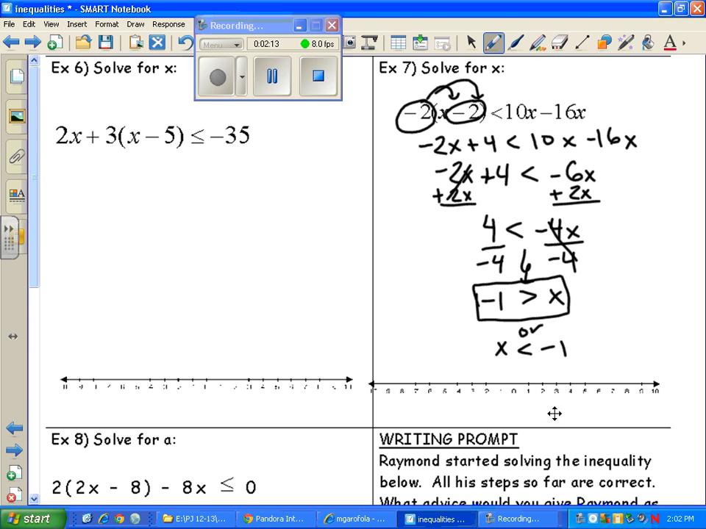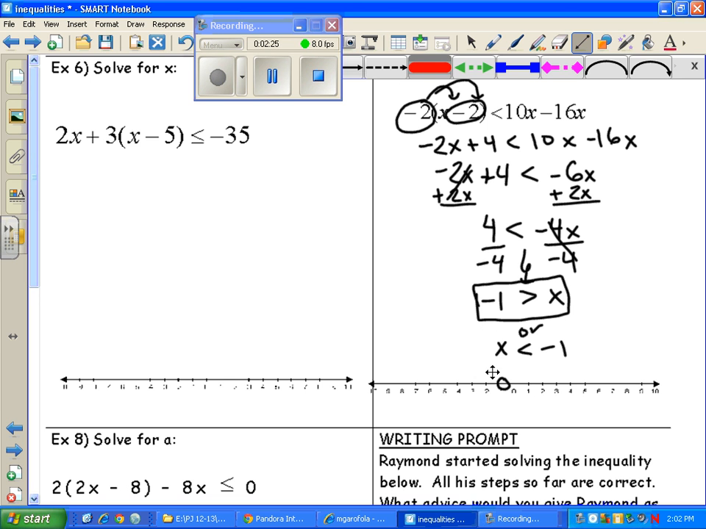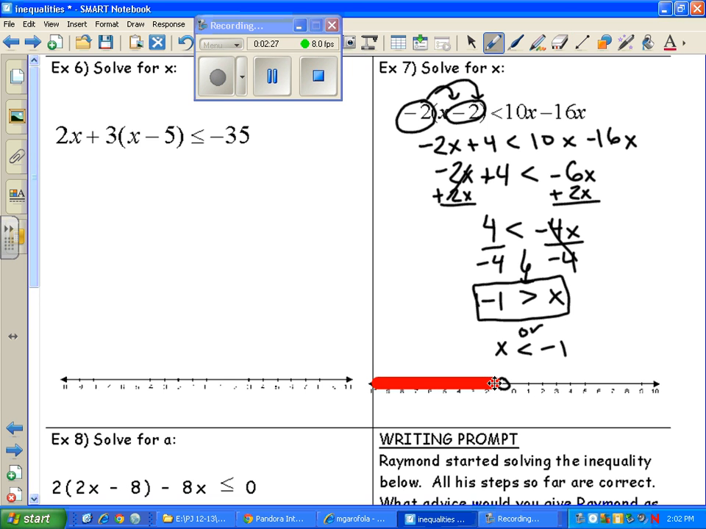We can graph this on a number line by using an open circle around negative 1, since it's not including negative 1, just the numbers less than negative 1. And then we'll shade in this direction. And that would be the solution set for x is less than negative 1.